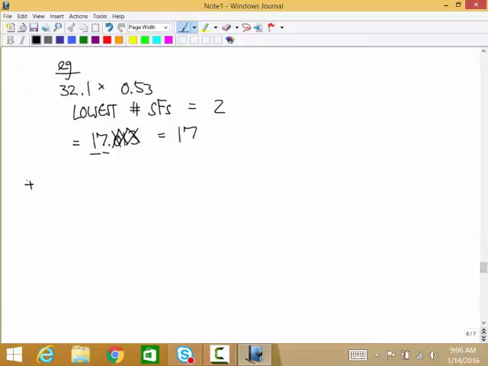How about raising a number to an integer power? Anyone remember that one, or have you seen that one before? Well, just think of that as multiplying the number by itself a whole bunch of times, and so you just keep whatever number of significant figures you have in the base of that exponent.